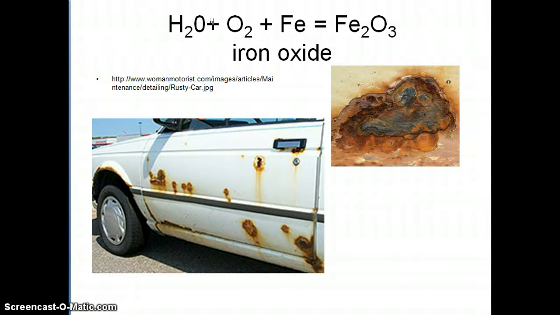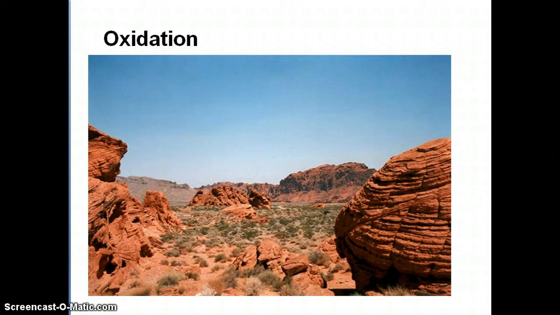Another type of chemical weathering is the creation of rust through water, oxygen, and iron, and it creates iron oxide. Here's oxidation on the landscape. These are old sand dunes that had a lot of oxygen and iron in the landscape, and it's turned these landscapes red.